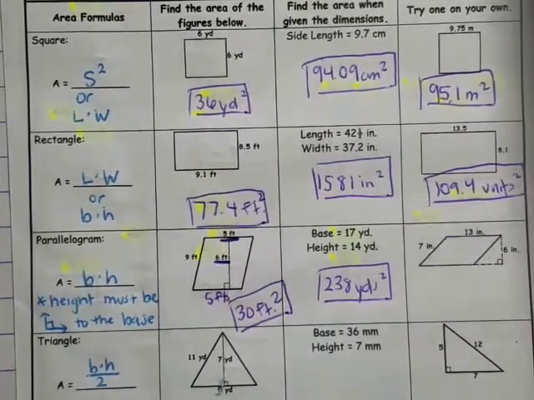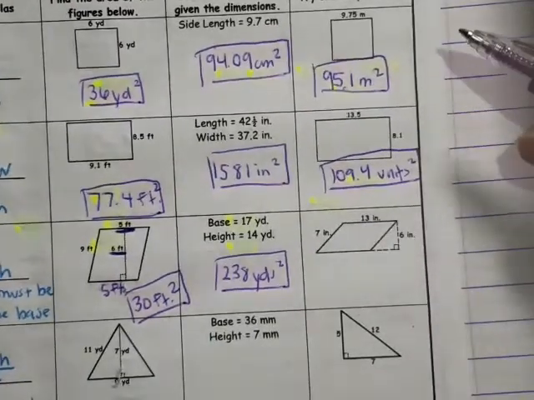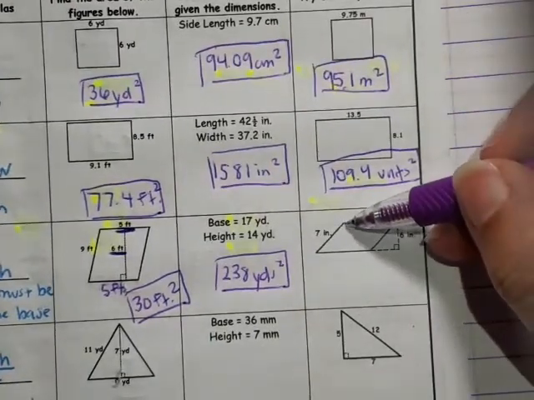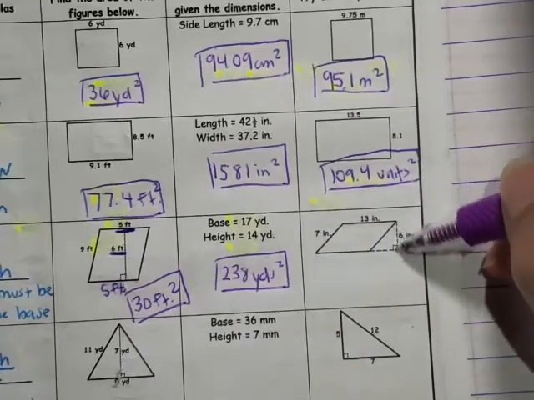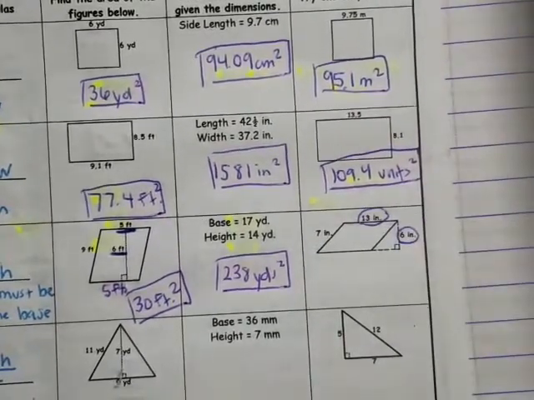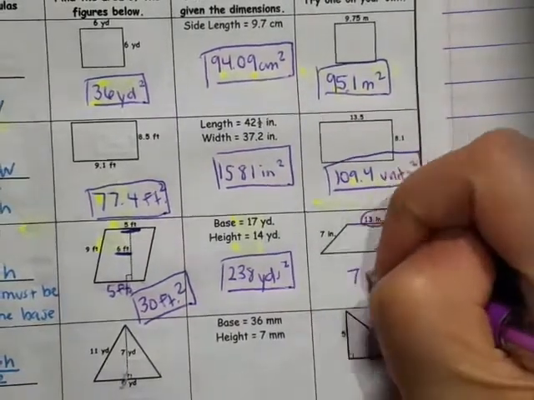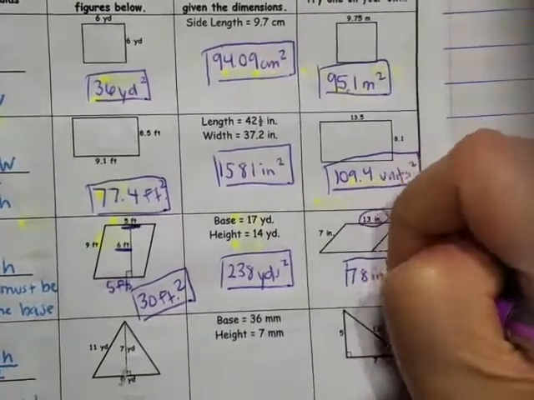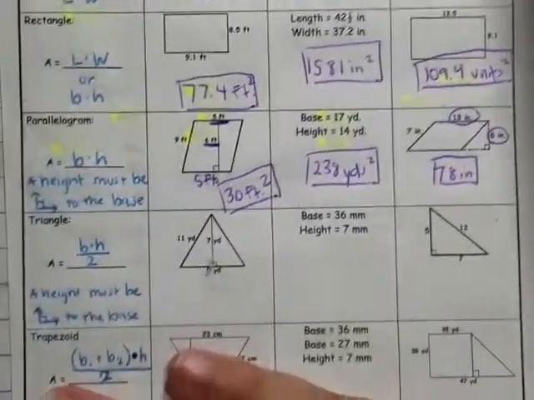And then we've got this shape here. There are 3 numbers, but you're only going to use 2. Remember, base and height have to be perpendicular to each other. So we're going to use the 13 and the 6. These 2 are the numbers I'm using. So 13 times 6, so 78. So that's parallelogram.